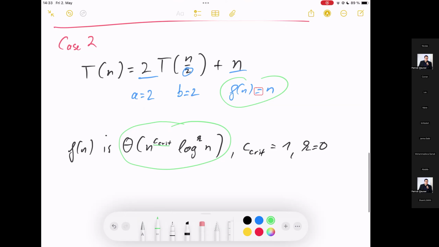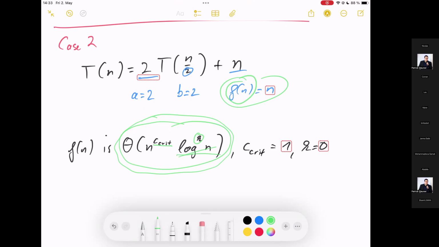So I would put a 1 up here. And if I raise the logarithm of n to the power of 0, it's just 1. So this whole log term would just be 1. So we see our f of n is actually described by this theta here, because the critical exponent would be 1 and k would just be 0. So this term here would just become 1.